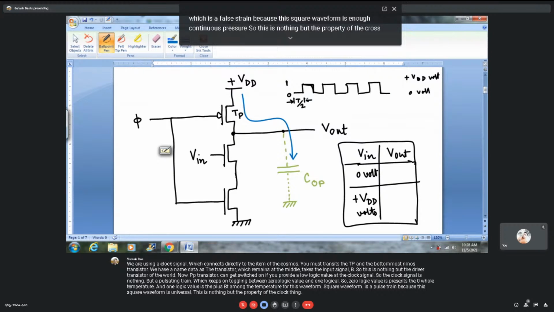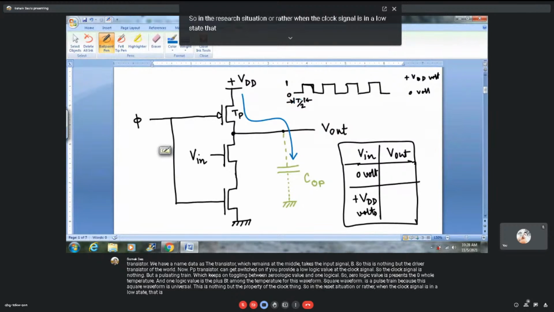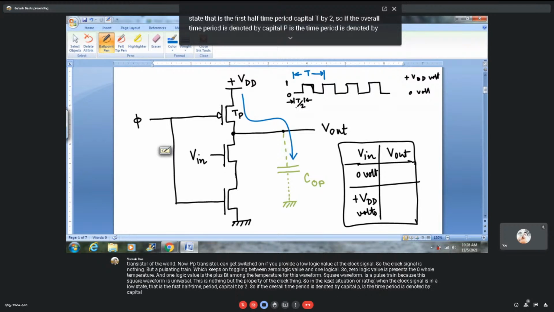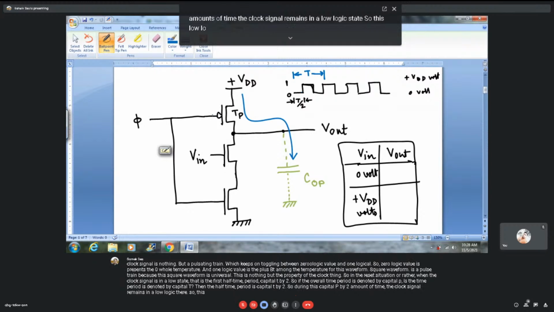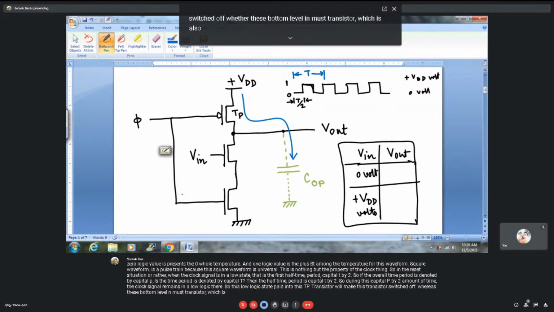So in the reset situation, or rather when the clock signal is in a low state, that is the first half time period, capital T by 2. If the overall time period is denoted by capital T, then the half time period is capital T by 2. During this T by 2 amount of time, the clock signal remains in a low logic state. This low logic state fed into this TP transistor will make it switch on, whereas this bottom level NMOS transistor, which is also connected with the clock signal, remains switched off.